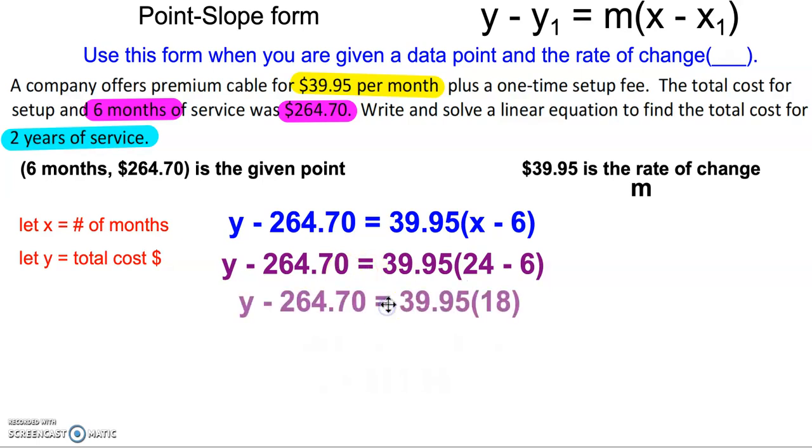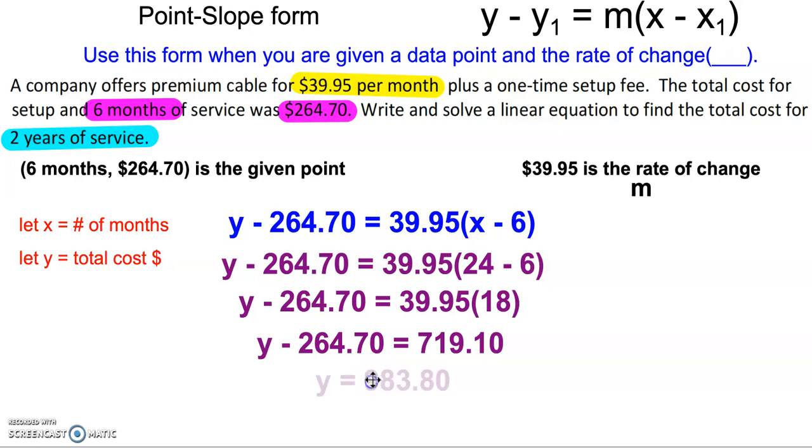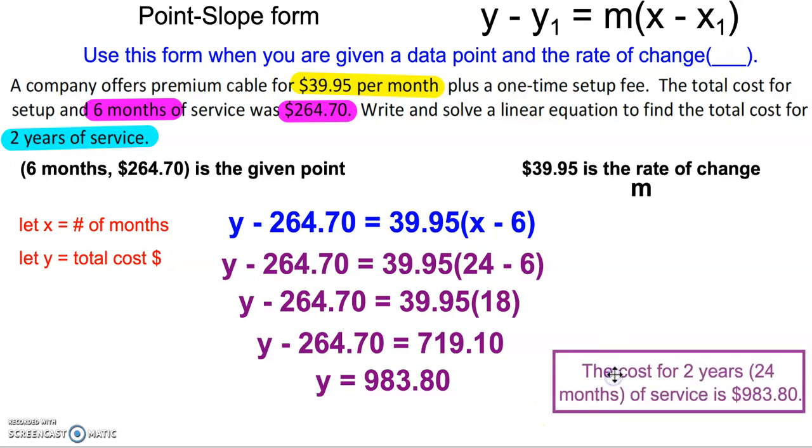So from here, I solve the equation and I get a total cost of $983.80. That means for 2 years of service, or 24 months, it's going to cost $983.80.